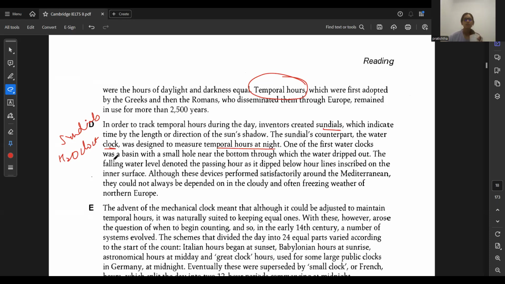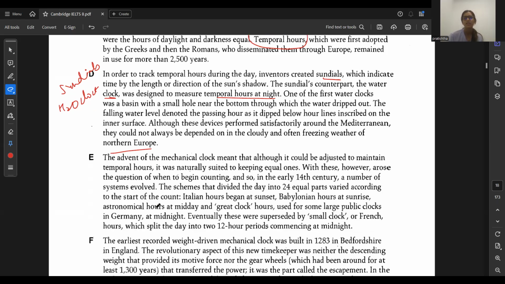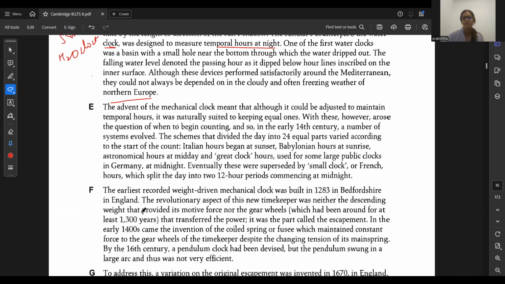One of the first water clocks was a basin with a small hole. The falling water level denoted the passing hour as it dripped below the hour's line. Although this worked well around the Mediterranean, they could not always depend on it in the cloudy and often freezing weather of northern Europe. So sometimes it was a fail as well. This is fast reading, just to let you know, right? That's why I'm reading fast, just skimming. I'm not reading every detail.